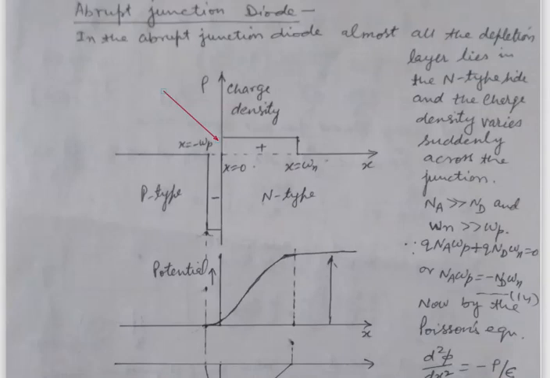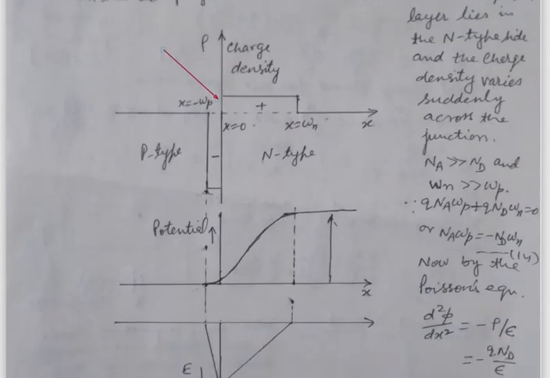Also Na will be very much greater than Nd, since we know that the total charge will remain 0. That is, on both sides the charges are given by q Na into Wp in the p-type region plus q into Nd into Wn in the n-type region. This will be 0.